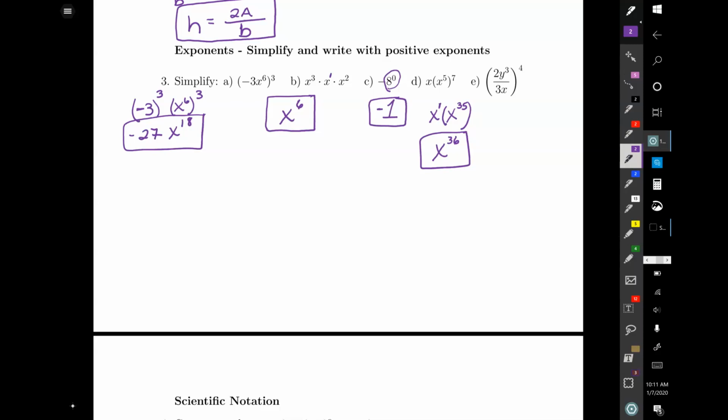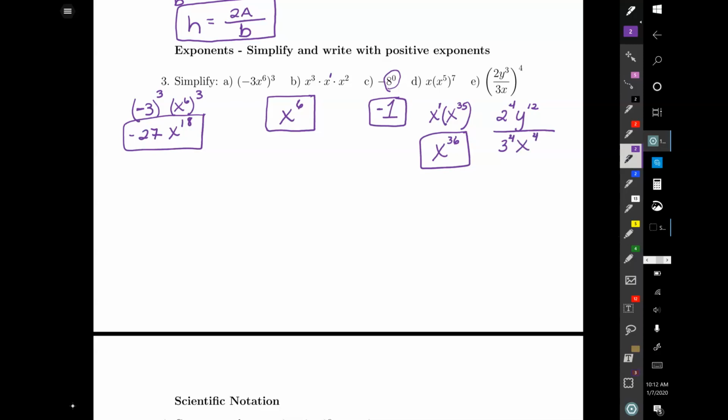Because I want to leave things in fraction form, not convert to decimal or anything, I'm going to take each piece in the numerator. That would be 2 to the 4th, and then y to the 3rd raised to the 4th would be y to the 12th. In the denominator, I need to do the same thing: 3 to the 4th times x to the 4th.